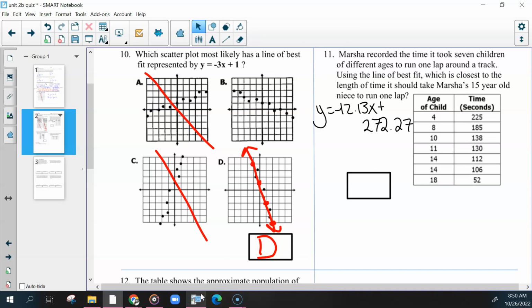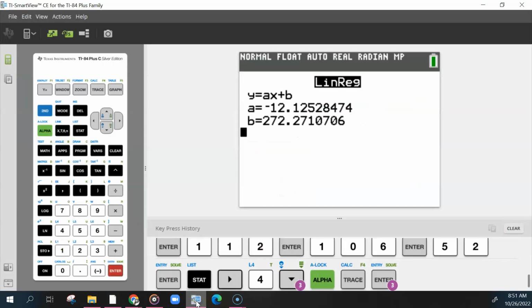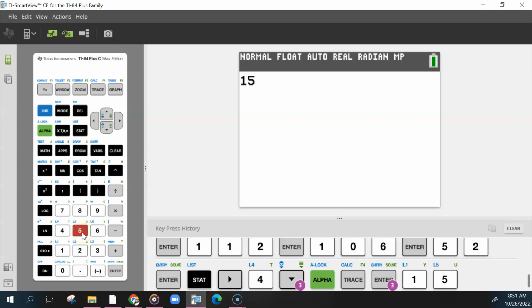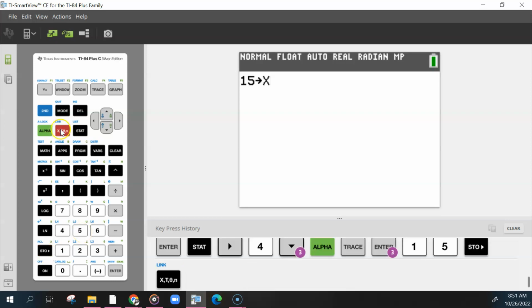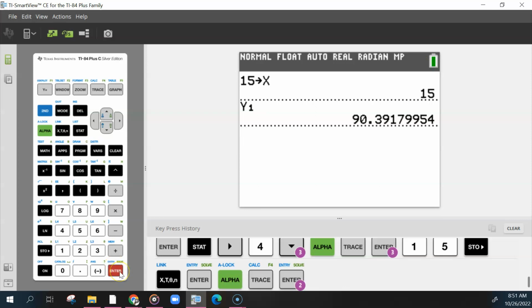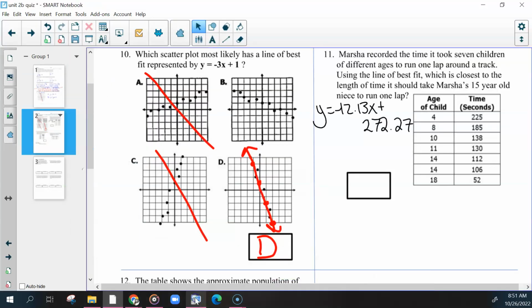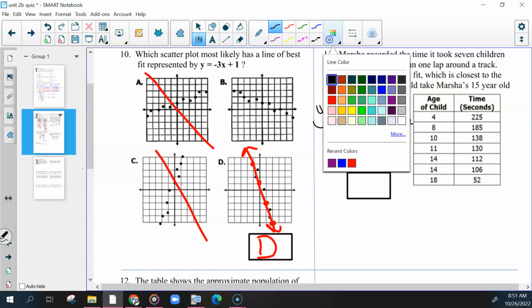Then the question asks to find the length of time. So we're looking for our y when her niece is 15. So I would store 15 for x, so 15 STO x, enter. And then grab my equation again from alpha trace. So that would be about her time, 90.34. I accepted 90.3, I would accept 90.4. 91 was rounding too much.